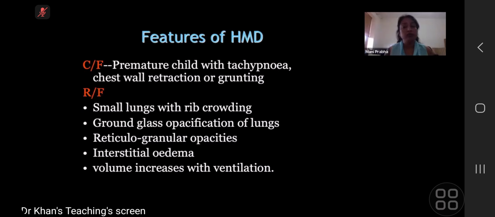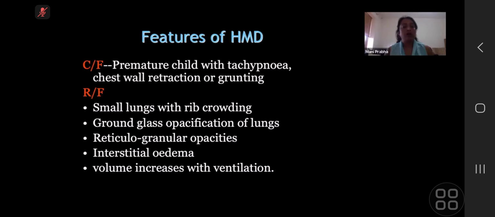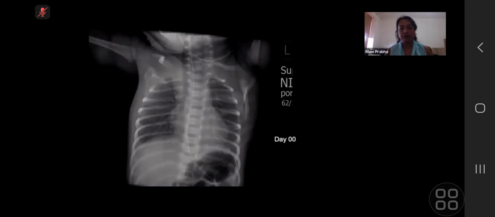So the radiological features of hyaline membrane disease, first the clinical features: the children are actually preterm. They present with tachypnea, chest wall retraction, and grunting. Radiologically, we see small volume of lungs, which you rightly described, and with rib crowding, because the volume is less. There can be ground glass opacification of lungs, or they can be reticulogranular opacity. This is the buzzword which the examiner would like to hear if you see such a pattern. The second radiograph showed this reticulogranular opacity.